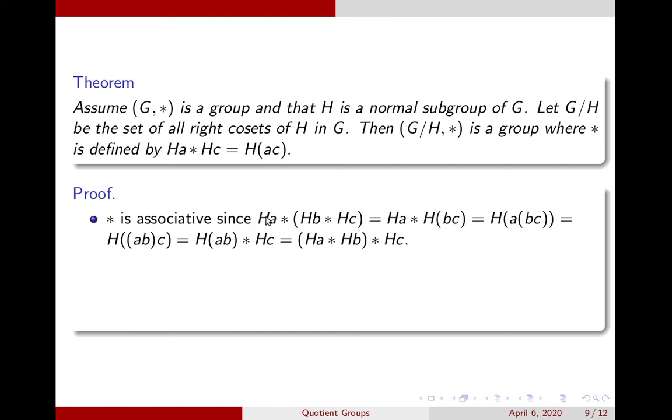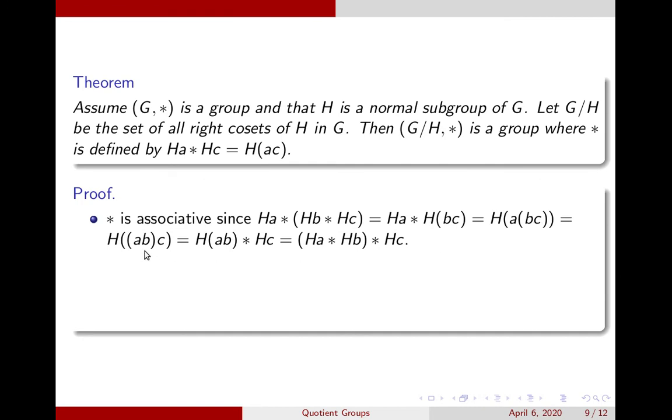So we're looking at multiplying Ha star Hb star Hc with the parentheses around the final two terms of the product. We use the definition of star: Hb times Hc is the right coset determined by b times c. And now we use the definition of star once more. The right coset determined by a star the right coset determined by bc is the right coset determined by a times (b times c).